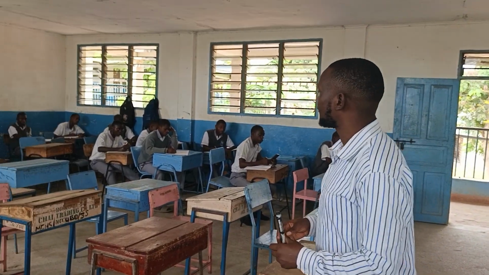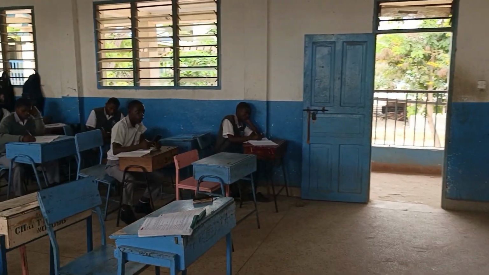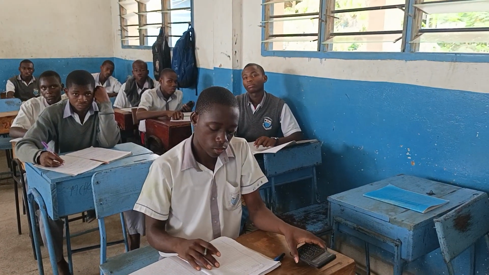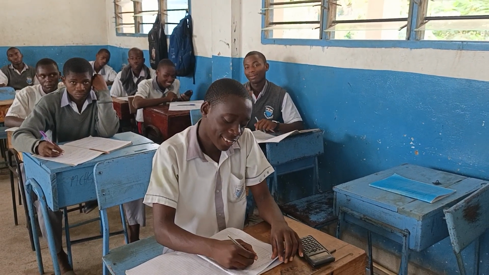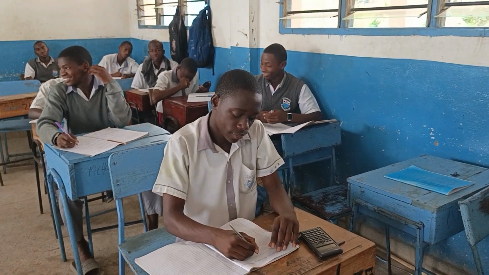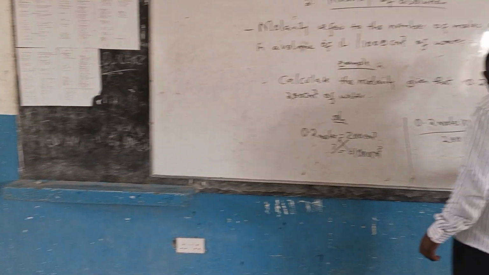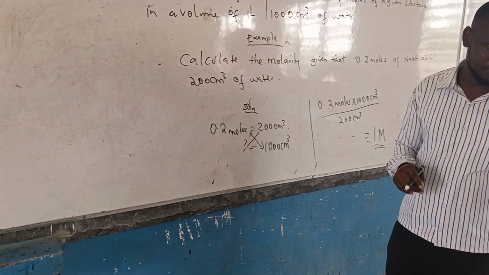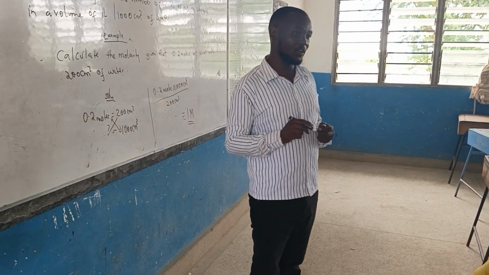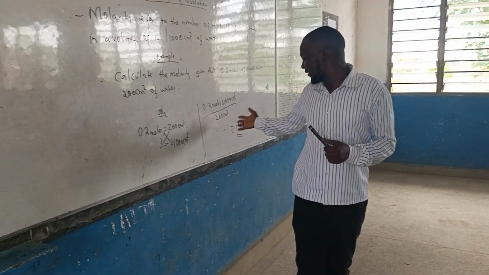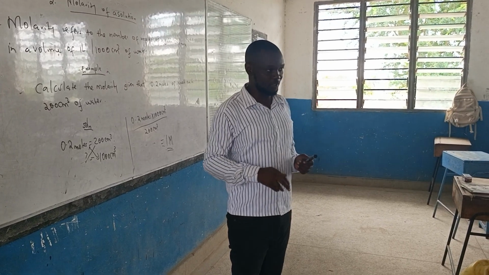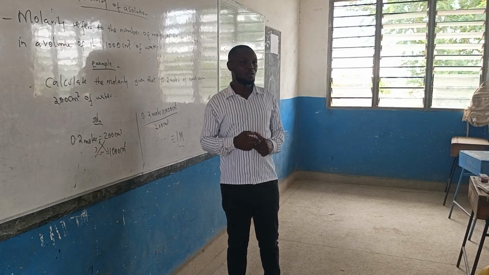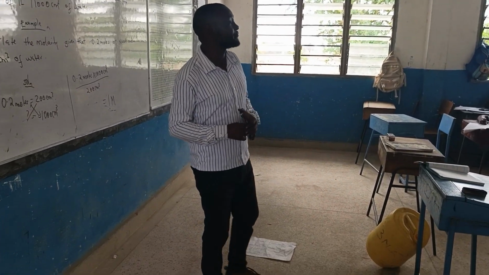0.2 multiplied by 1,000 divided by 200. The one you get, you write with capital M, meaning molarity, meaning the number of moles in 1,000 cubic centimeters of water, or the number of moles in 1 liter of water. So 1 molar. Molar means the number of moles in 1,000 cubic centimeters or in 1 liter of water. Any question?